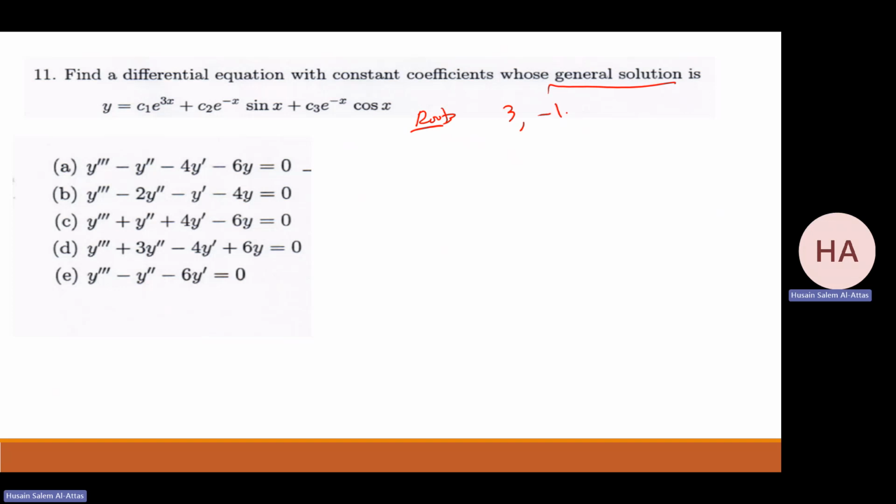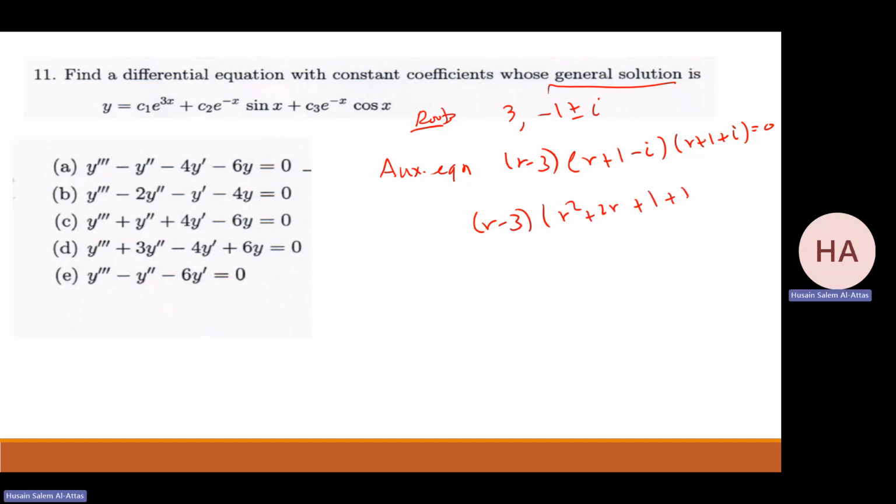3 minus 1 plus or minus i. Auxiliary equation: r minus 3, and r plus 1 minus i, r plus 1 plus i equals 0. So you have r minus 3, and they have r squared plus 2r plus 2 equals 0.